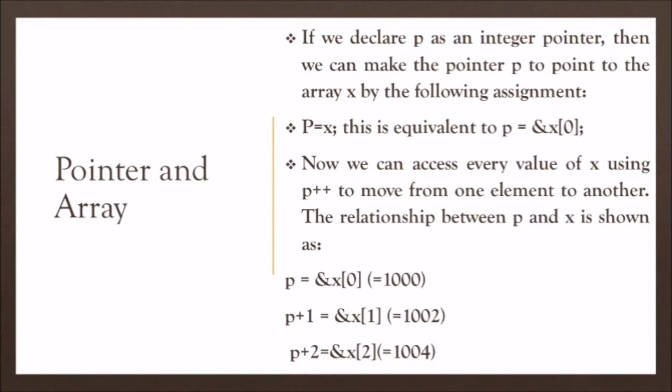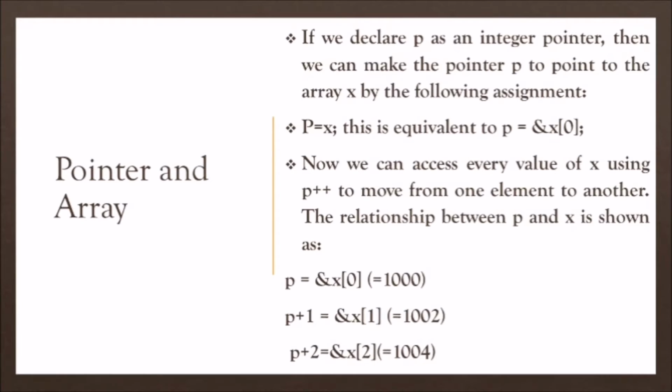If we declare p as an integer pointer, then we can make the pointer p point to the array x by the following assignment: p = x. This is equivalent to p = &x[0]. It means that x stores the base address of the first value. That's why p = x is the same as p = &x[0]. Now we can access every value of x using p++ to move from one element to another.